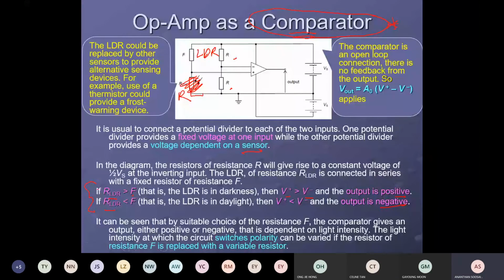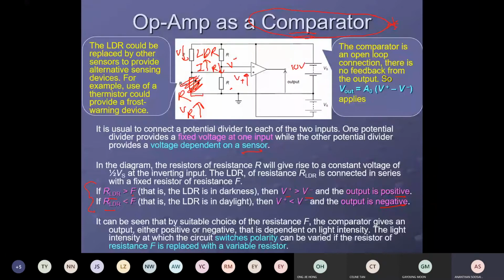Why? In the exam they will ask you to explain the mechanism. When the light intensity rises, the resistance of the LDR will decrease. So the voltage across the LDR will decrease. The voltage here will decrease, so the voltage of R will increase, because these two resistors share the 10 volt line. So the input V positive will rise.